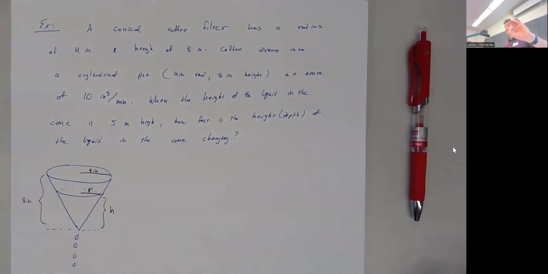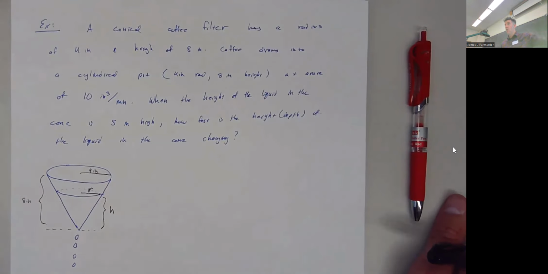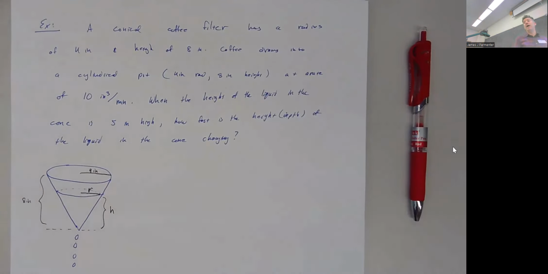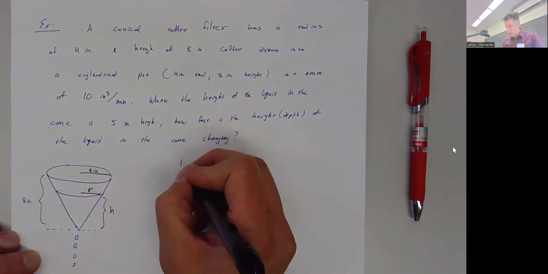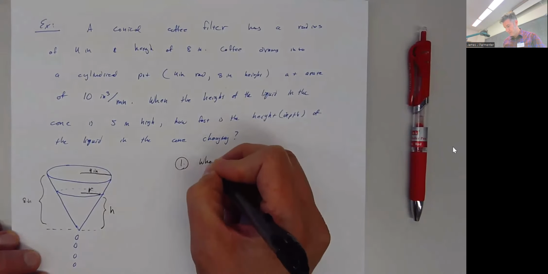I want to point out the height of the cone of water is not 5. It is changing. We're going to do some stuff, and eventually at the end, we're going to ask, what is happening when the height is 5? But until then, we're just saying the height is something that's changing. We'll deal with the cylinder part in the second half of this question. So now, step 1, what's changing?